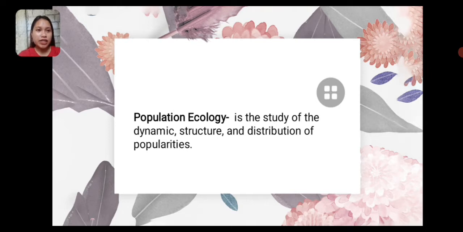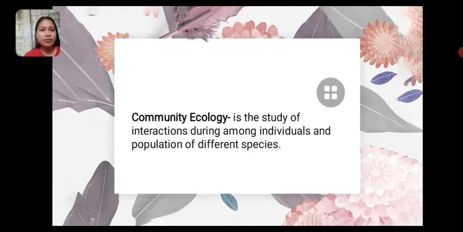Population ecology is the study of the dynamics, structure, and distribution of populations. Population ecology focuses on how species populations interact with the environment, such as birth and death rates. Community ecology is the study of interactions among individuals and populations of different species.